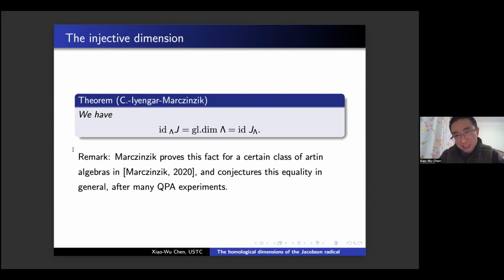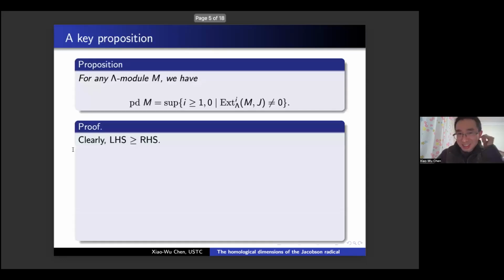Actually, in this paper we prove even more. We prove it for a semi-perfect noetherian ring. I can even sketch the proof. Please, next page. The key proposition we use is a formula for the projective dimension of a module, which is a supremum of the non-zero extensions between M and the Jacobson radical.